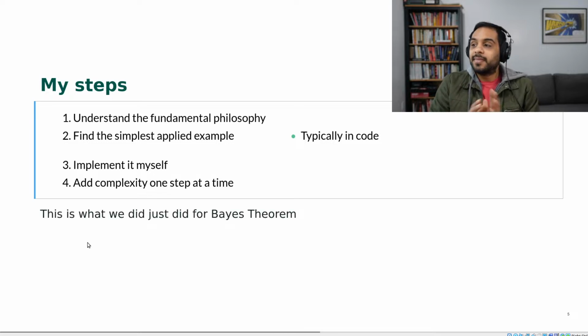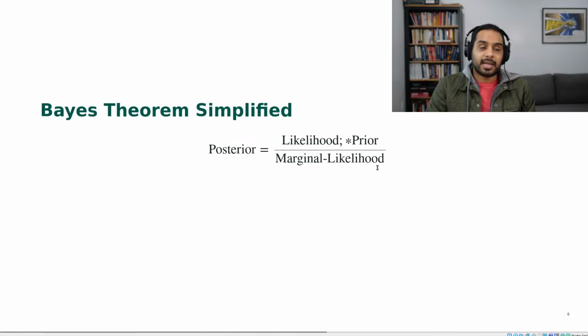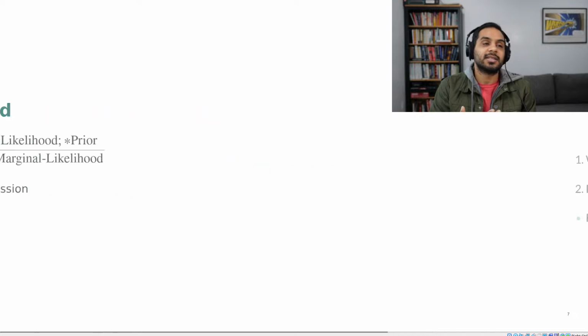So like I said, this is exactly what we just did for Bayes' theorem, and we're just going to do this over and over in this particular book club to break down the state space model equation. So like I said, this is Bayes' theorem simplified, way less intimidating than the full expression of Bayes' theorem with the integrals and everything like that. We just took this, we worked our way up to linear regression.